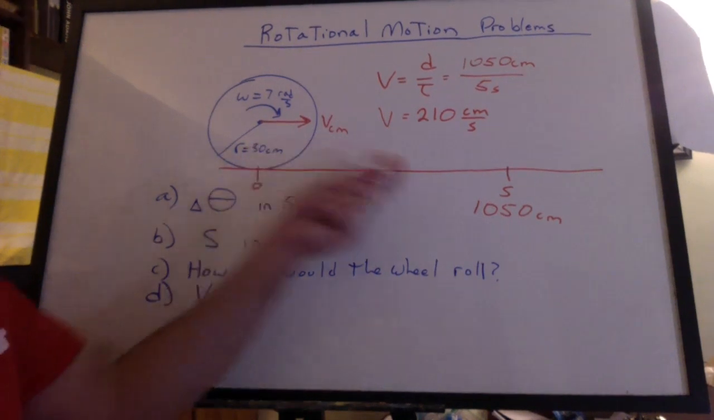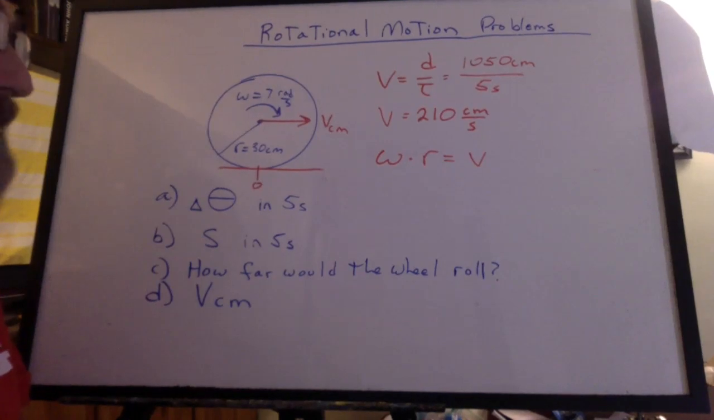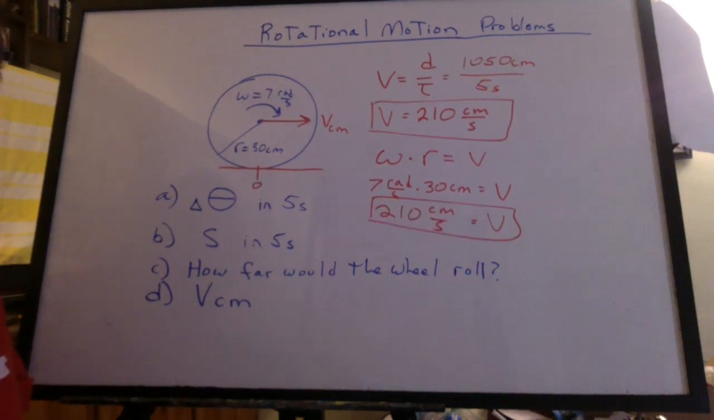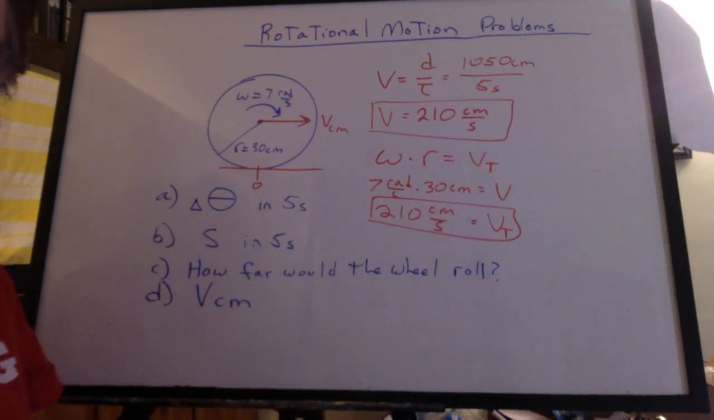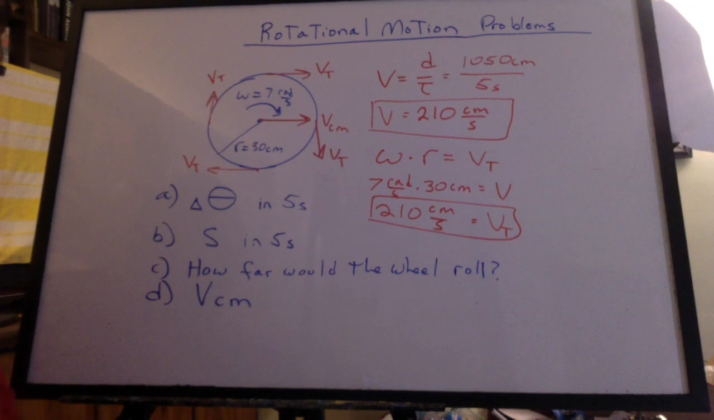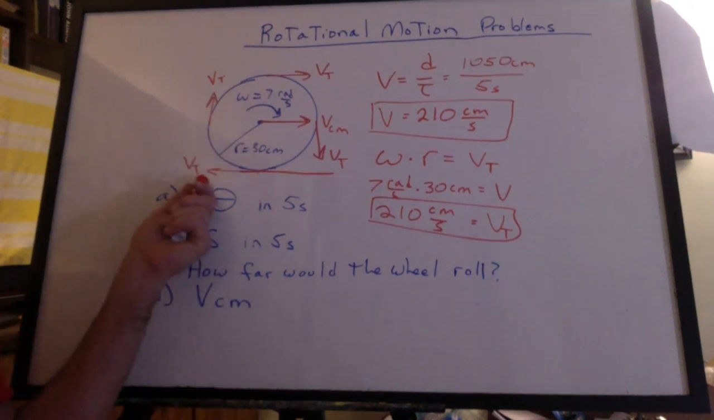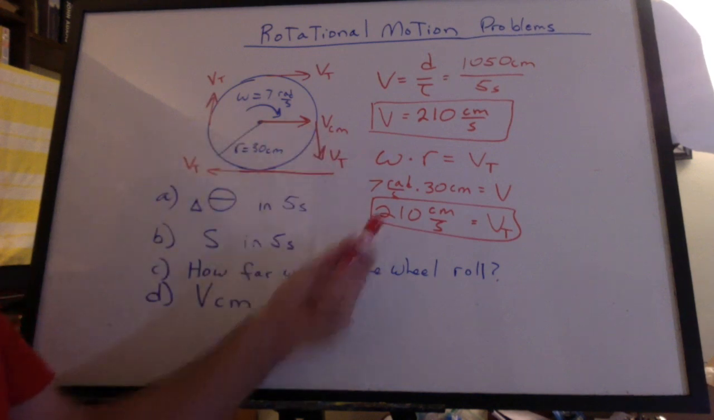Well, is there another way of getting this besides distance over time? Let's try omega times r equals v. 7 radians per second times 30 centimeters. Hey, we get the same answer either way. Keep in mind that this is really a tangential velocity. That's how fast the wheel is traveling out on the edge. When I put the wheel onto the floor, if I don't want it to skid, the whole wheel has to go forward at that speed.